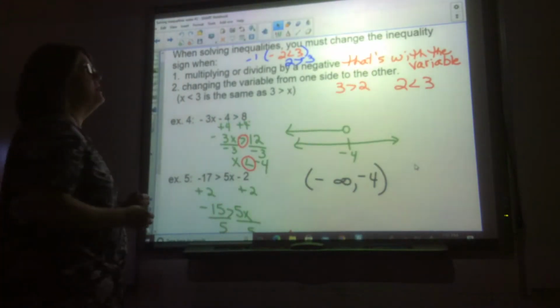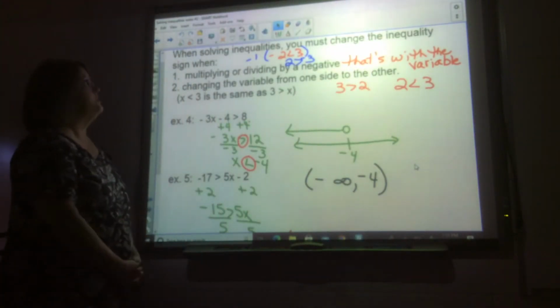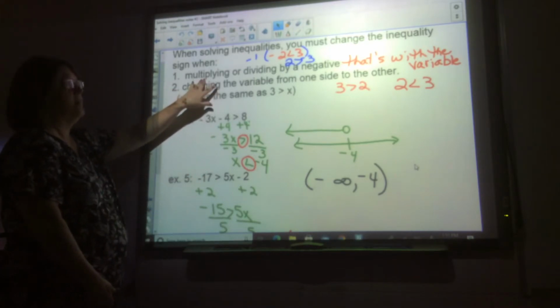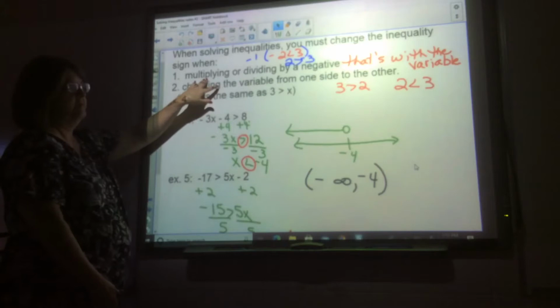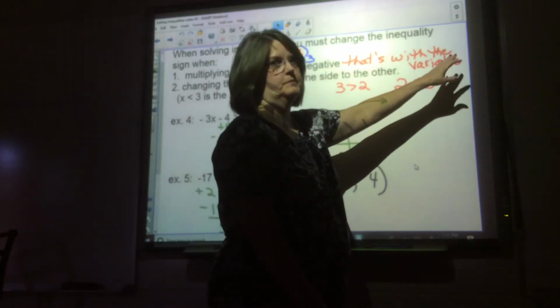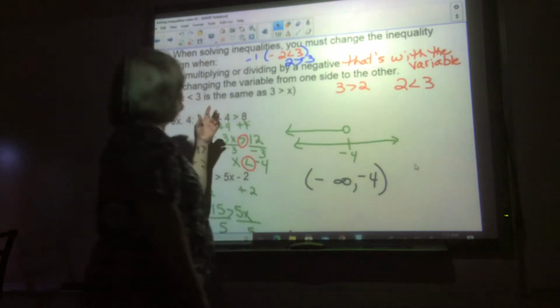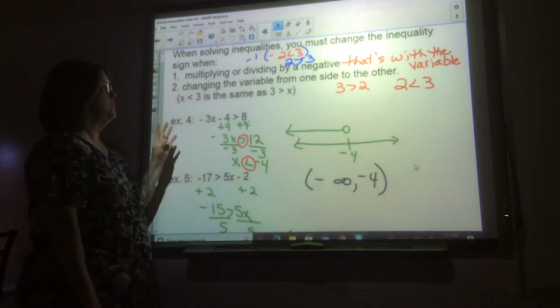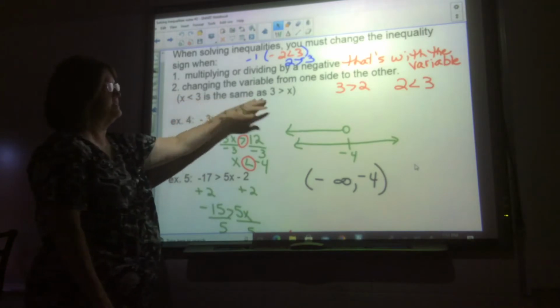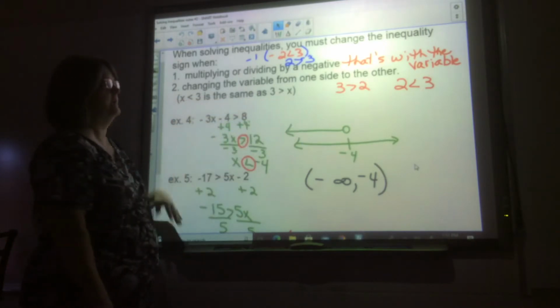Okay, when solving inequalities, you must change the inequality sign when multiplying or dividing by a negative, and that negative sign is the one that's with the variable, not just with a random number. And also when changing the variable from one side to the other. In other words, x is less than 3 is the same as 3 is greater than x.